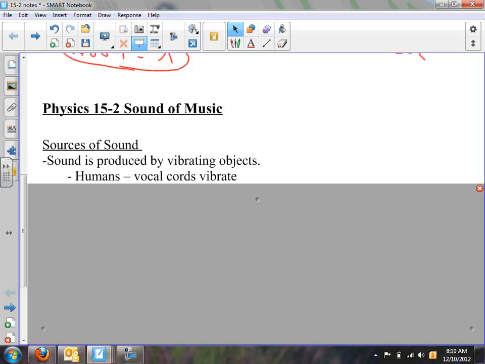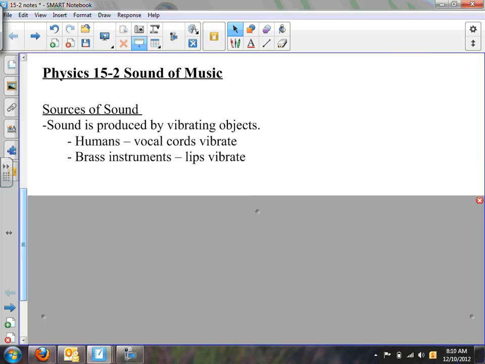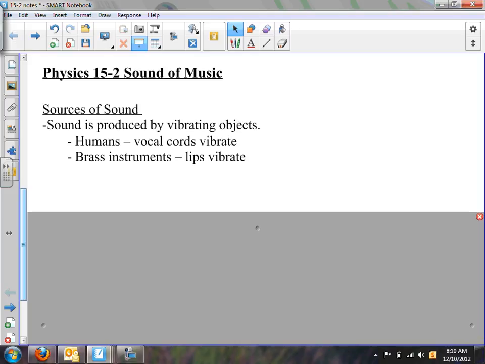For those of you that are in band and play brass instruments, it's your lips that vibrate. How about reed instruments? Well, I gave that one away. How about woodwinds? That would be the reed that's actually vibrating.